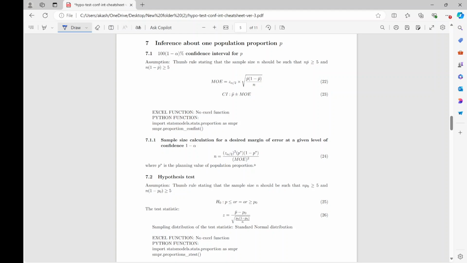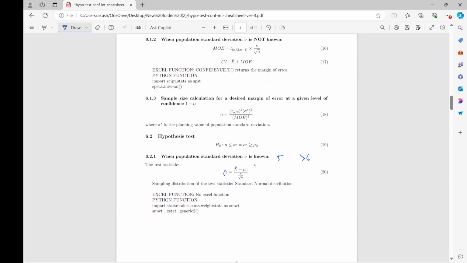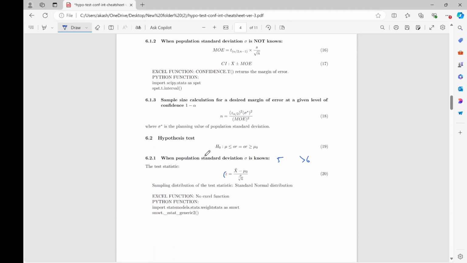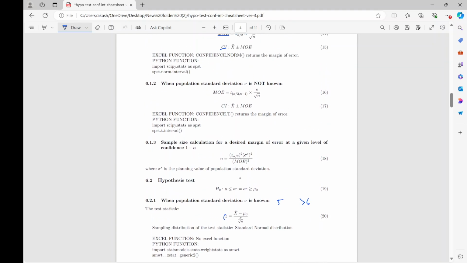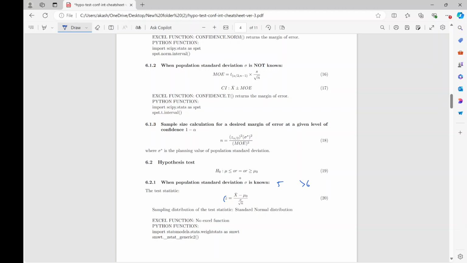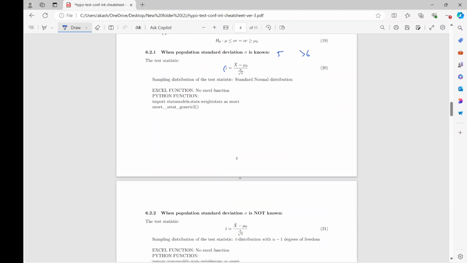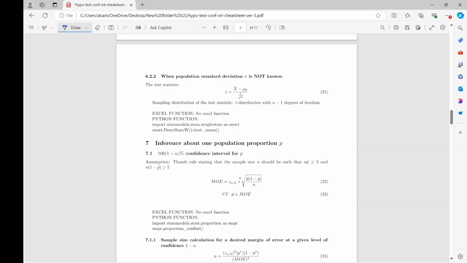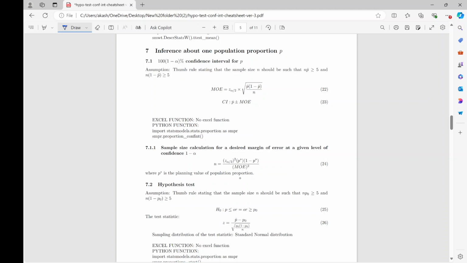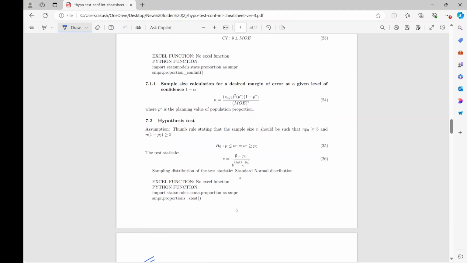So how do you identify which problem is what? If population standard deviation is given, then the formula will be sigma by root n. If population standard deviation is not given, then use sample standard deviation. And if a proportion is given, like probability 30%, 40%, that comes under population proportion, with this formula. Okay, done with hypothesis testing.